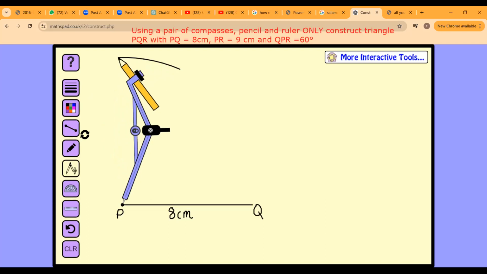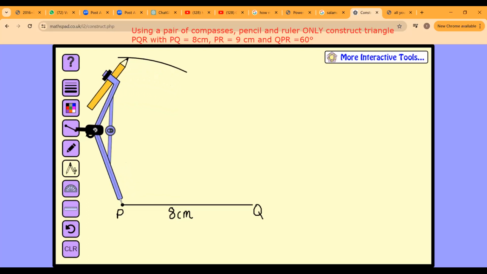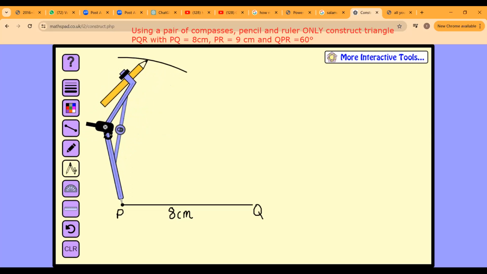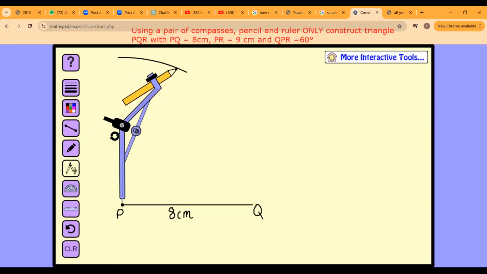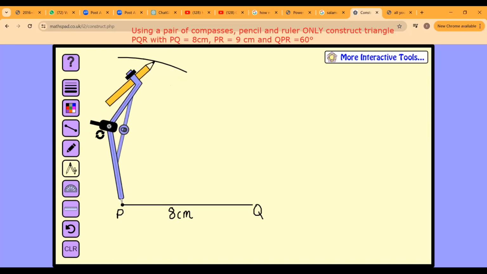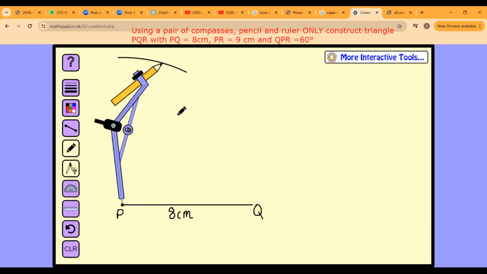Please notice that I'm using my compass to draw the arc for 9 centimeters. I'm not using my ruler to draw it. And then the next thing that they said is angle QPR. Anyone can answer? Angle QPR, what should that measure? Very good. It should measure 60 degrees.